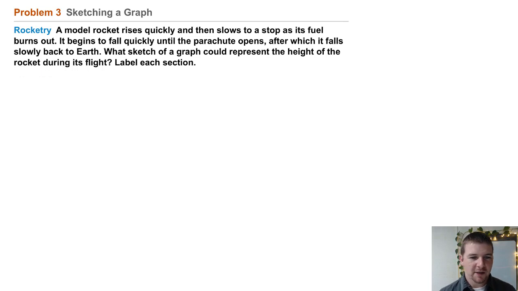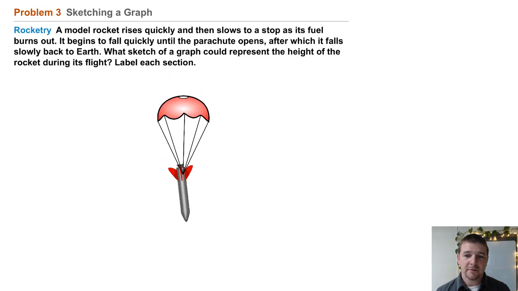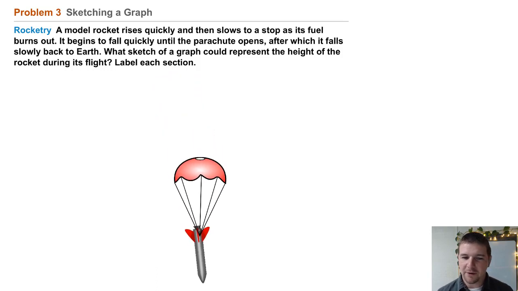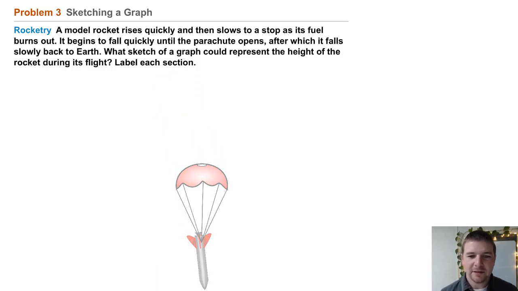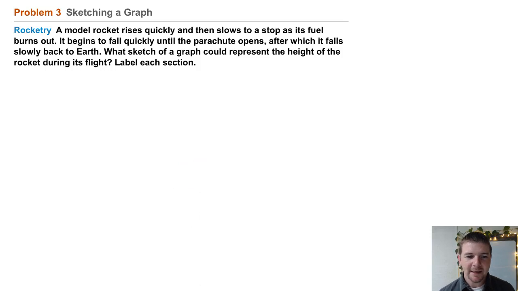This one's about rocketry. A model rocket rises quickly and then slows to a stop as its fuel burns out. It begins to fall quickly until the parachute opens, after which it falls slowly back to Earth. What sketch of a graph could represent the height of the rocket during its flight? Label each section.